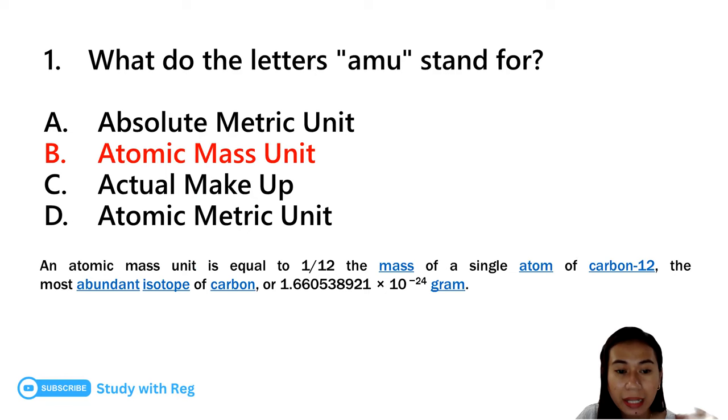Carbon-12. What is an isotope? An isotope is an element with the same number of protons but a different number of neutrons. So if asked what distinguishes a regular element from an isotope, our answer is a different number of neutrons. This AMU is a unit for expressing the masses of atoms, molecules, and subatomic particles.